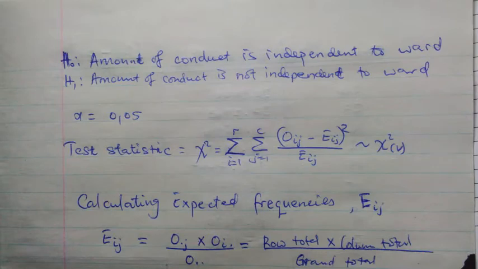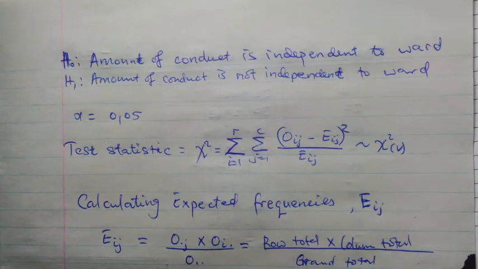Or you can write it in other terms like there is association or there is no association. If you want to use that term for the null hypothesis, you say that there is no association between your given variables. So in this case, it will be there is no association between the amount of contact and the ward, and then the alternative hypothesis will state that there is an association between the variables. So that's the first stage.